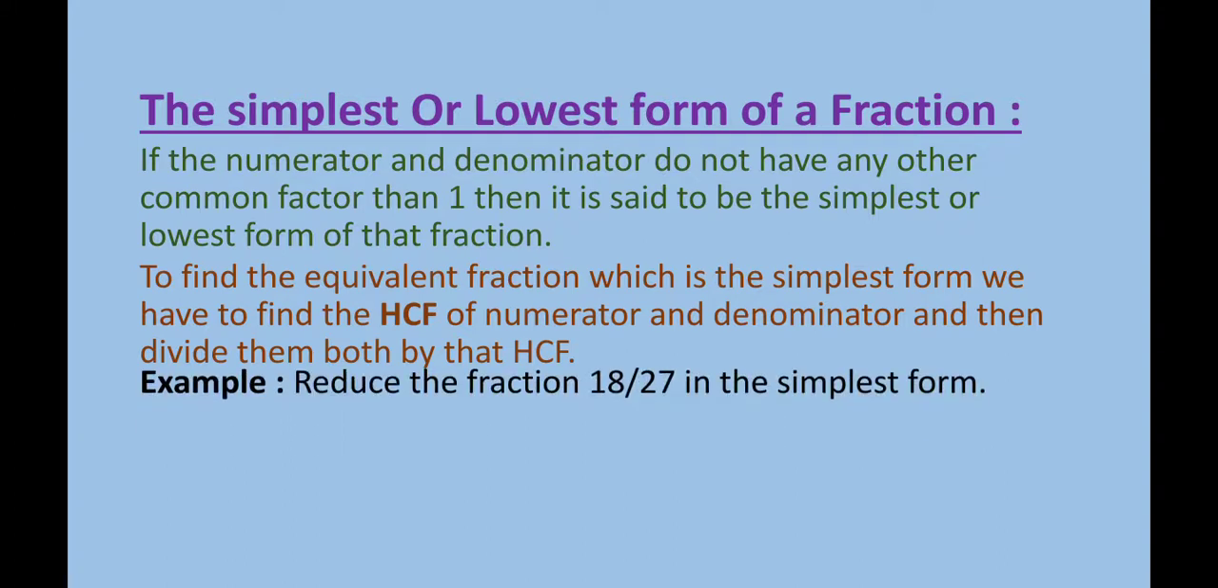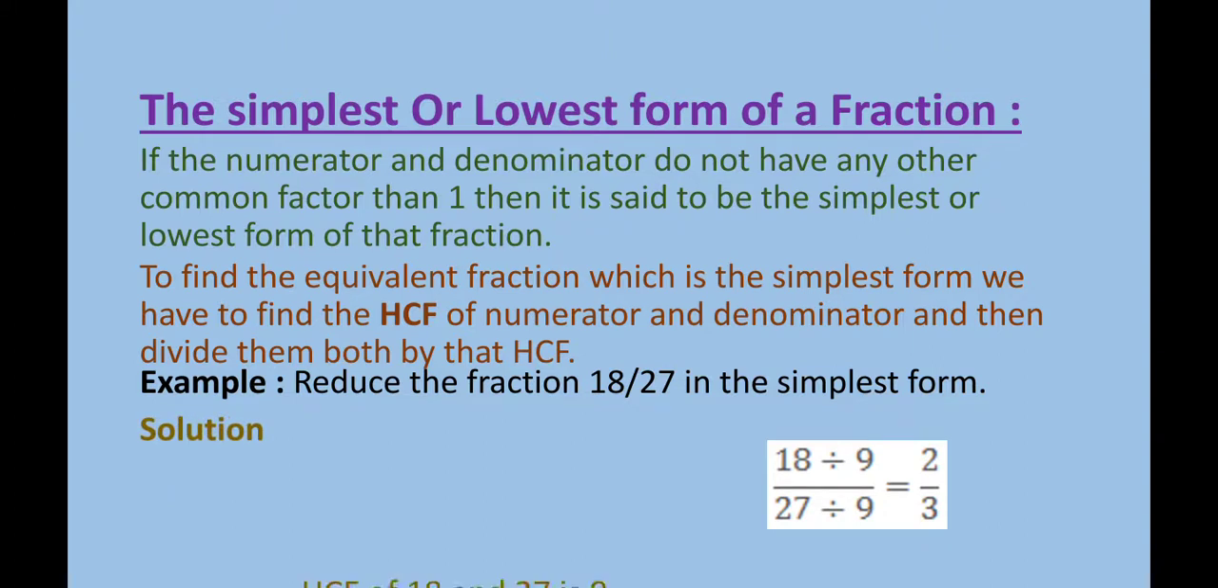Here is an example. Reduce the fraction 18 by 27 to its simplest form. So first, we have to find the HCF. Here is the solution. The HCF of the numerator and denominator, that is 18 and 27, is 9. If we find the HCF of these two numbers, we get 9. So what to do? We have to divide both the numerator and denominator by the HCF.